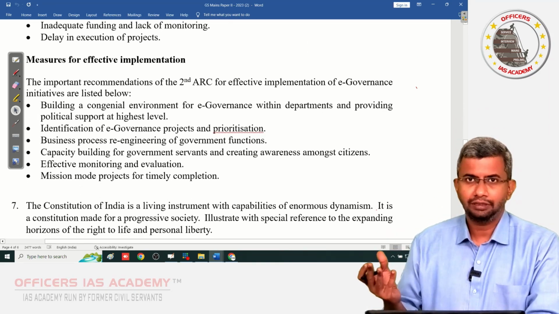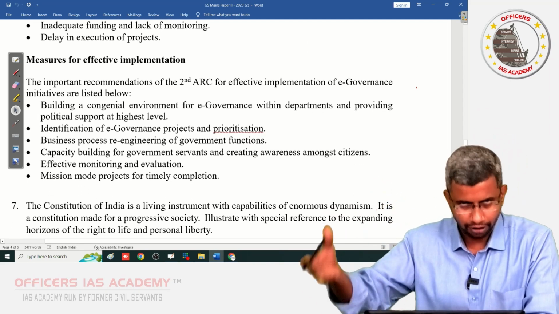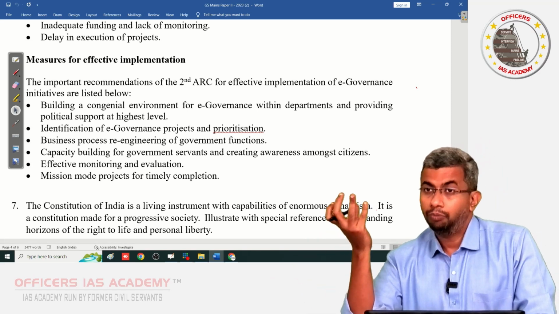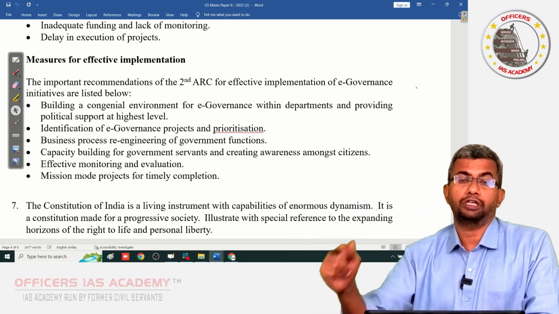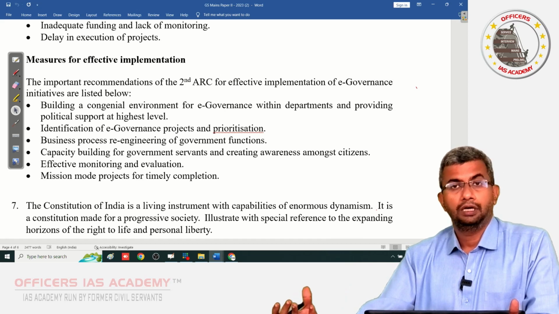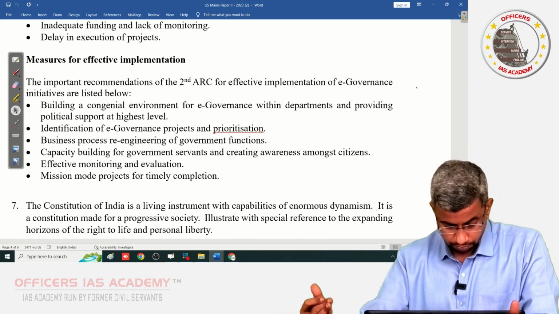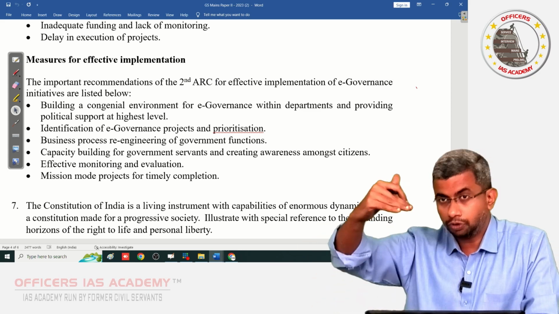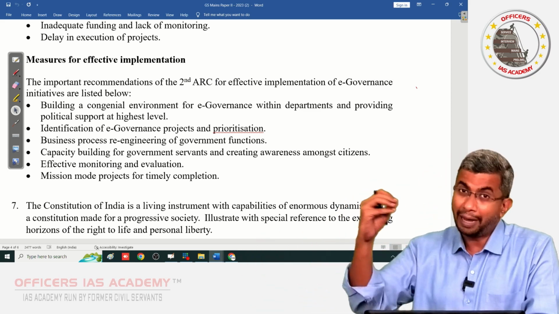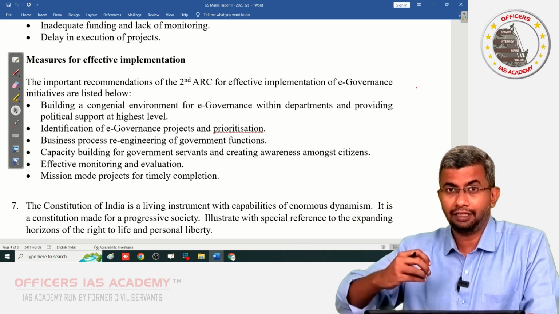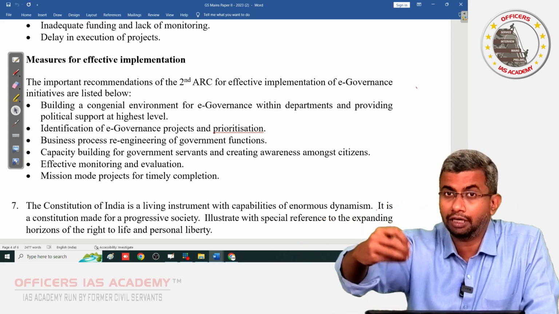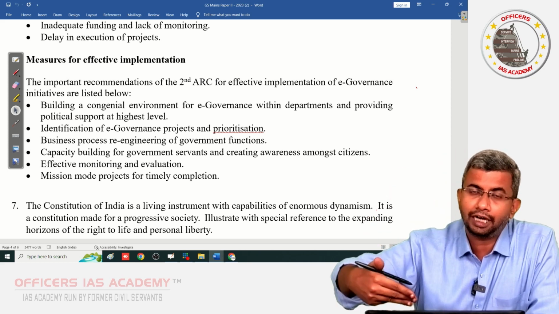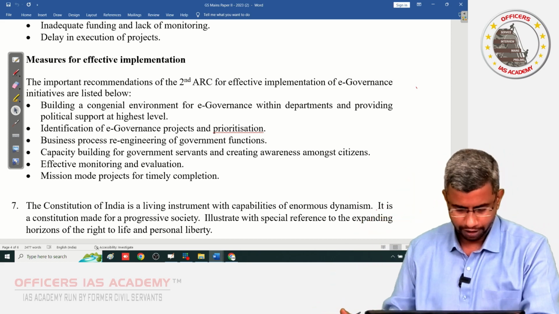And what are the measures? As the second ARC said, which continues to apply even today: building a congenial environment, political leadership giving utmost importance to these e-governance projects, mission mode projects for timely completion, re-engineering the business process itself so that it is in line with e-governance, and capacity building of government servants. These are the measures that can be taken for improving e-governance and addressing the issues we mentioned.